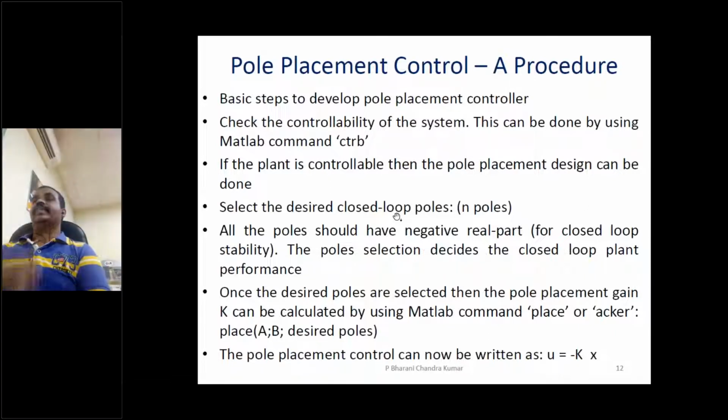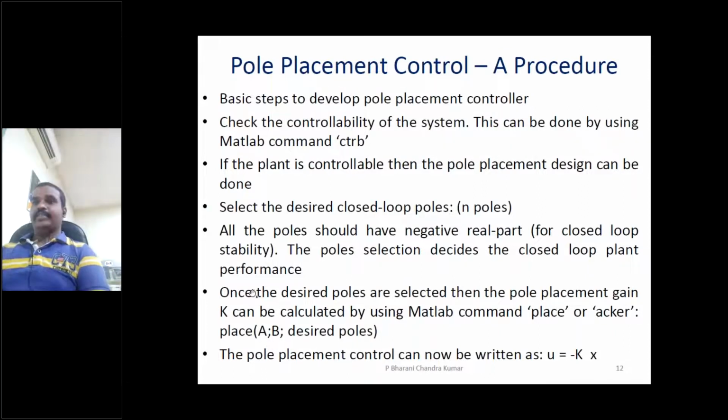Whatever the external disturbances or parametric variations that happen in the plant, it should not move your desired poles from the location you have selected to the right half of the S plane. For stability, all the poles should have negative real part. If at least one pole is on the right half of S plane, then the system will become unstable.